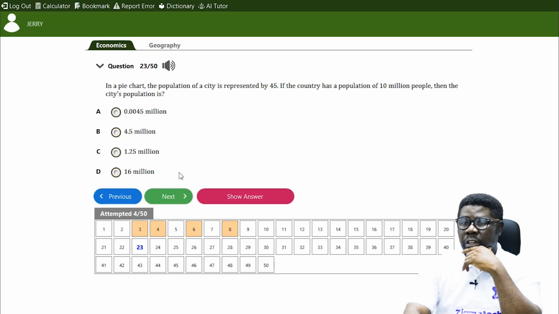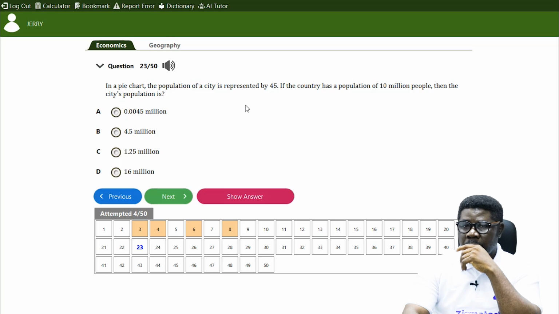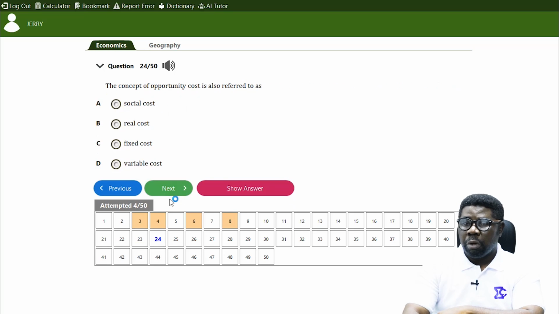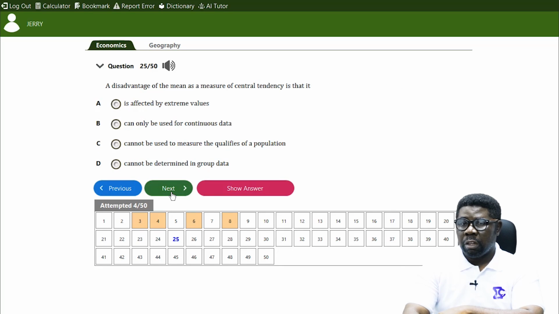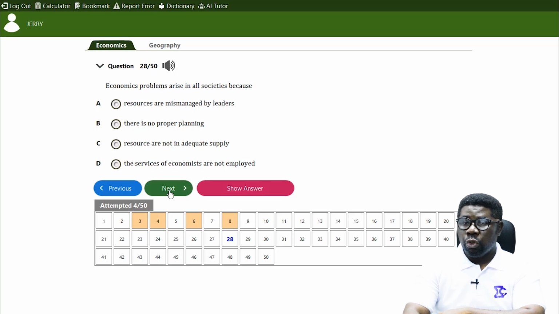Okay, here you see, in a pie chart, the population of a city is presented by 45 degrees. If the country's population is 10 million people, then the city's population will be what? You divide 45 by 360 and times it by 10 million. Okay? I don't have my pen here to solve that for you, but please do that calculation and you have your answer.